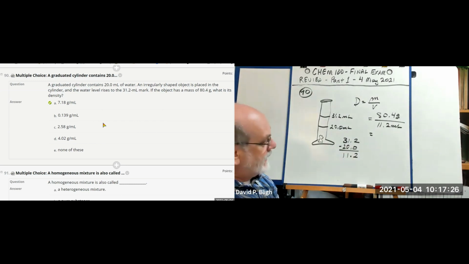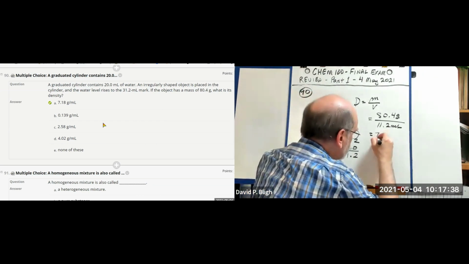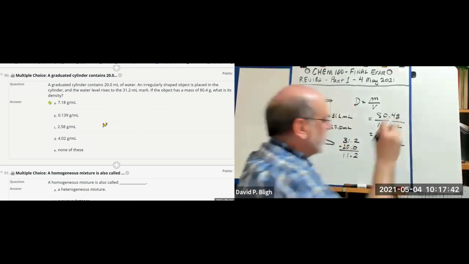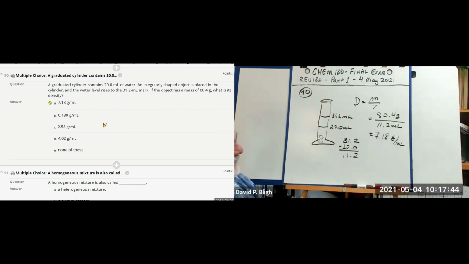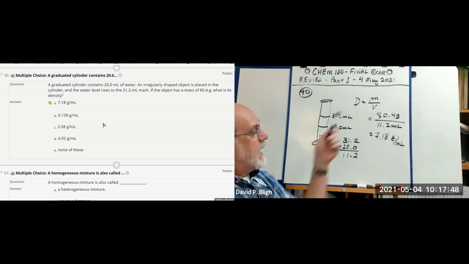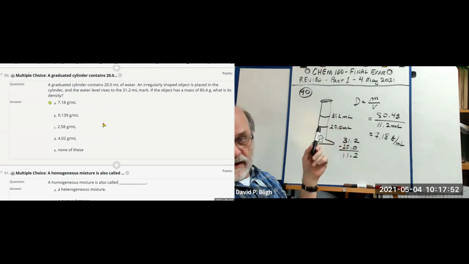So 80.4 divided by 11.2 is 7.18 grams per milliliter. Right? The real trick to answering this one after you've identified the formula is how do you find the volume of the object?